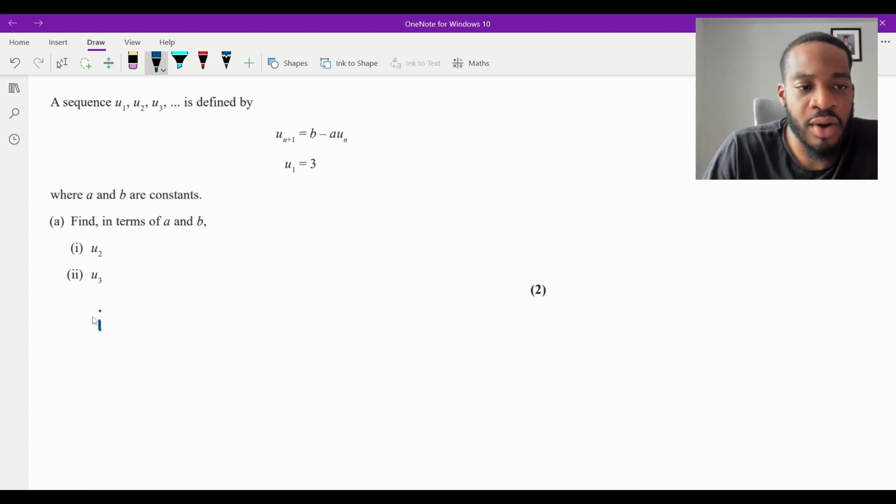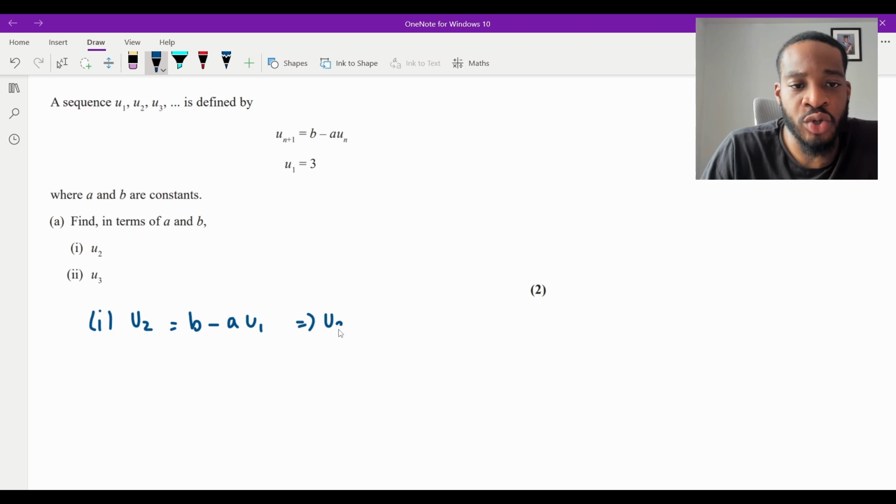So for example, u2 is going to equal b minus a u1, isn't it? Right? Just in terms of the definition, and I know that u1 is 3, so therefore that means that u2 is going to equal b minus a lots of 3, isn't it? So therefore we could say that u2 is equal to b minus 3a in terms of a and b.